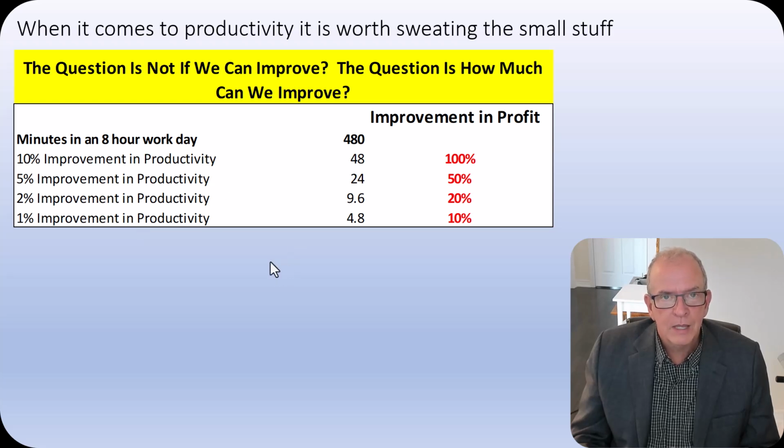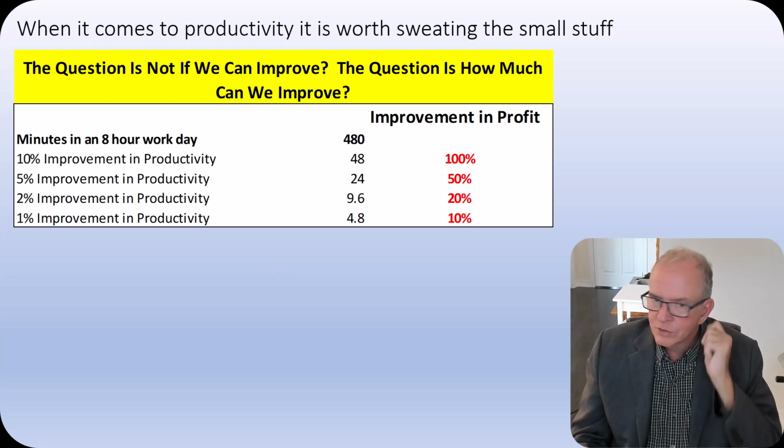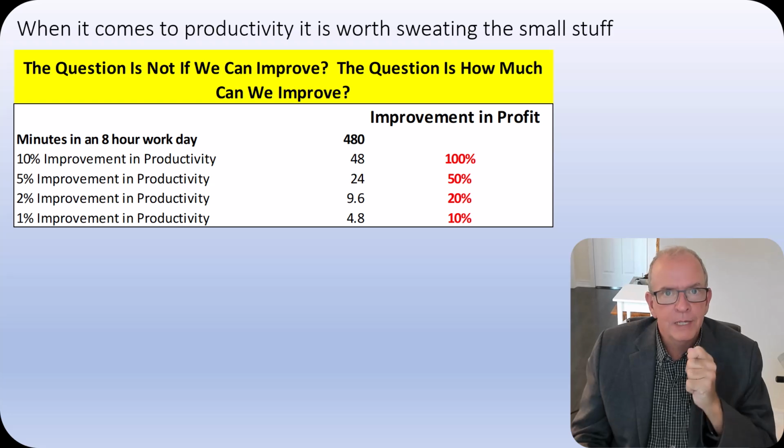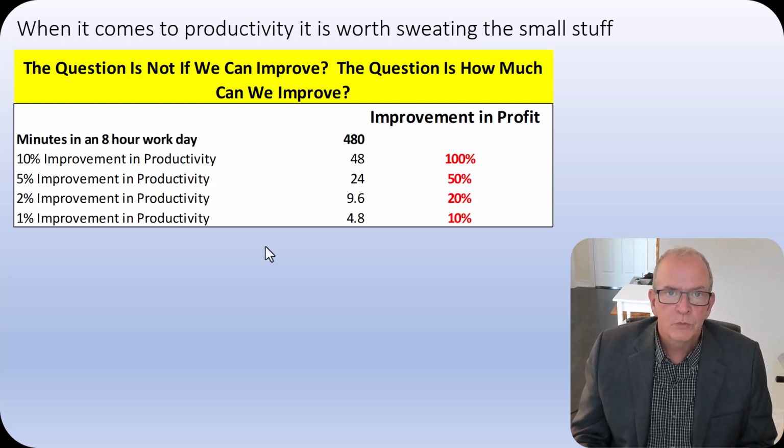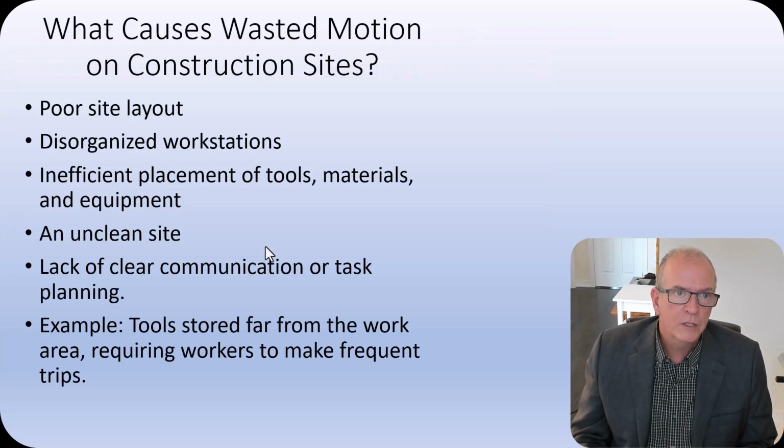This is, I think, the one I can tie the best to directly-into-your-pocket kind of money, because what you're trying to do here is really control your costs, and come up with ways that you don't waste motion. And what are some of the causes? Poor site layout, disorganized workstations, inefficient placement of tools, materials, and equipment, an unclean site, lack of clear communication or task planning.